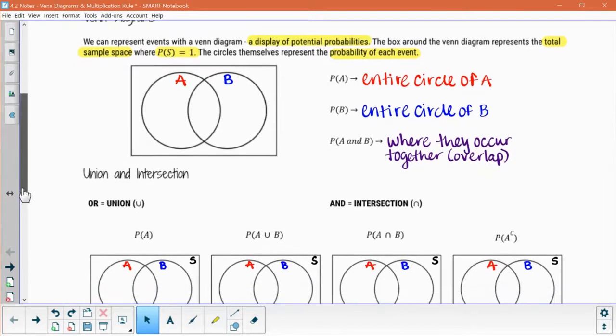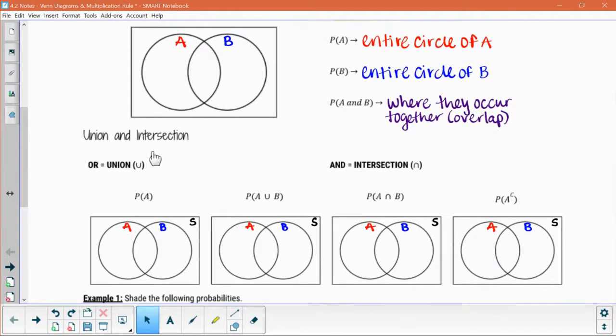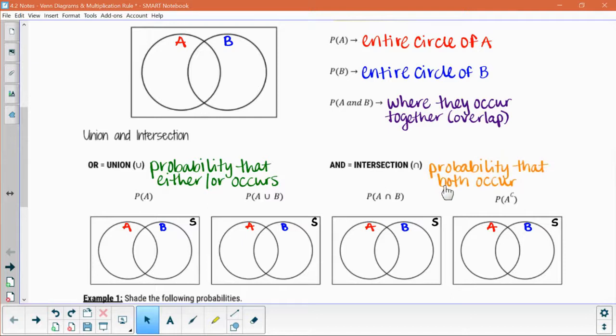Now, some vocabulary that we have to go over because it will be very important for the AP exam: union and intersection. So anytime we have the statement or, it's going to be a union represented here by this little U, and it's going to be the probability that either or occurs. And is going to be represented by the intersection, and it looks like this little N symbol here, and this is the probability that both occur at the same time. So this is one or the other. This is both occurring at the same time.